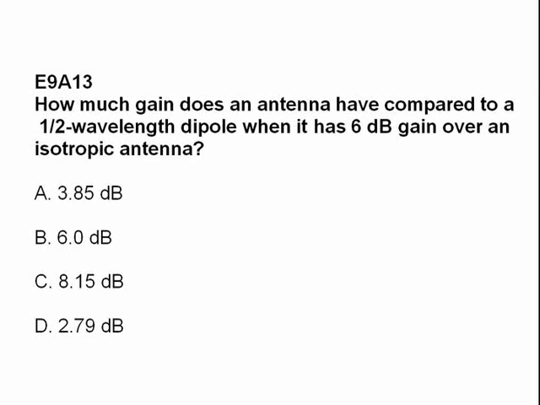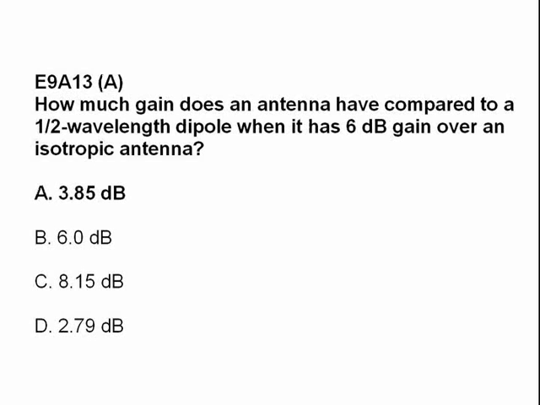How much gain does an antenna have compared to a half-wavelength dipole when it has 6 dB gain over an isotropic antenna? A, 3.85 dB, B, 6 dB, C, 8.15 dB, or D, 2.79 dB. The answer is A, 3.85 dB.